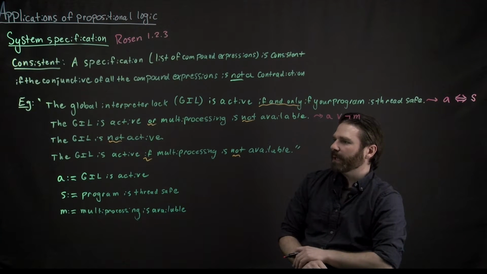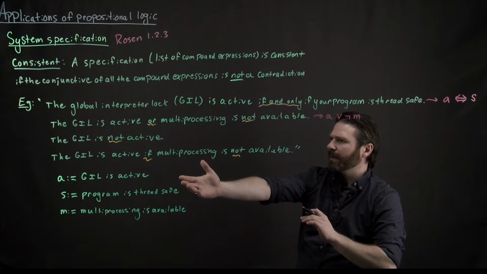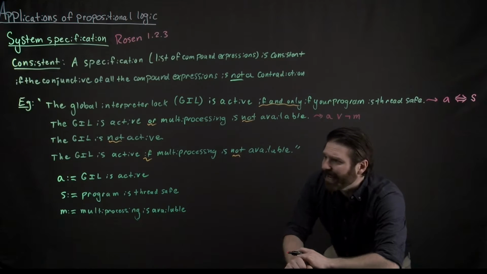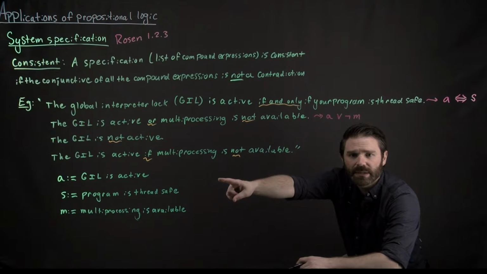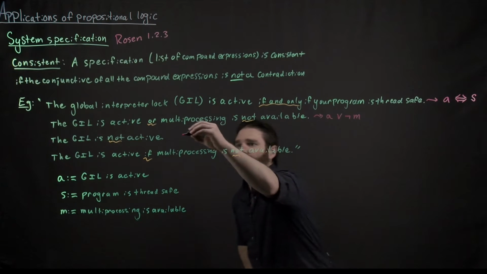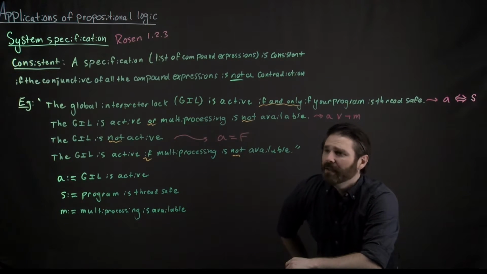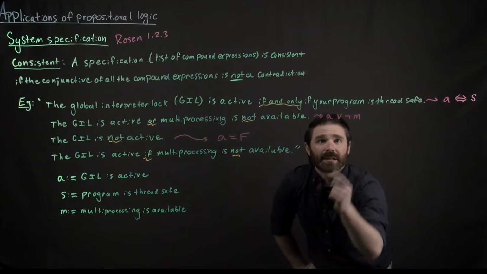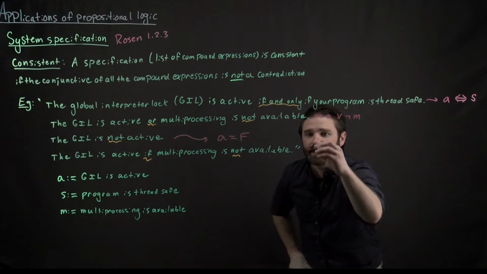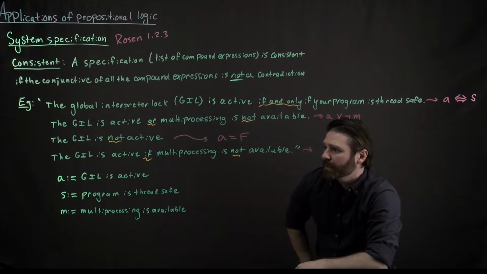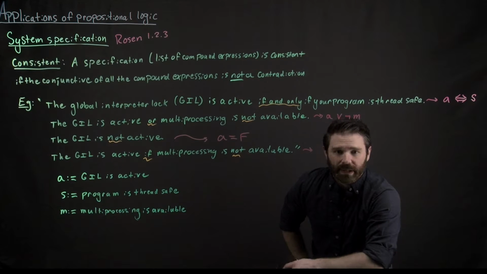This next one tells me, well, wait, it tells me the global interpreter lock is not active. So what it's actually telling me is the truth value of that particular propositional variable. It's telling me that the truth value of this variable, A, is false, which is quite handy because then it's going to be easier to interpret these compound expressions. But let's move on to the very last specification we have here. The global interpreter lock is active if multiprocessing is not available.